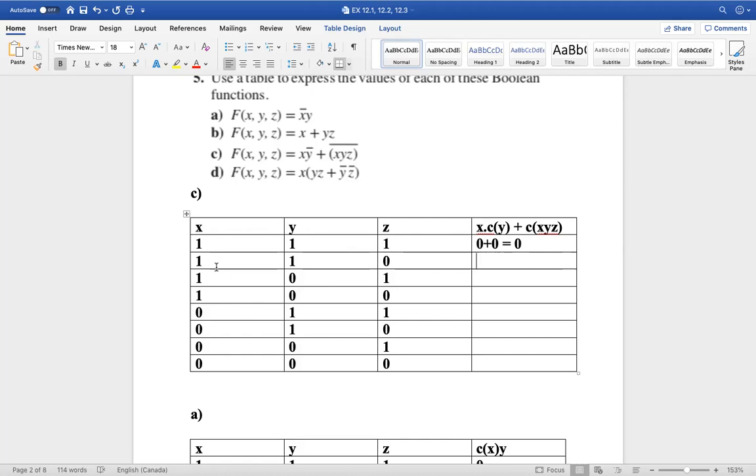Now we have 1, 1, 0. So x dot the complement of y becomes 0. This makes it 0 plus the complement of x, y, z, so 1 dot 1 dot 0, which becomes 0. 0 plus 1 equals 1. Likewise, we will fill up the rest. This will be 1, 1, 1, 1, and 1, just using the same logic.